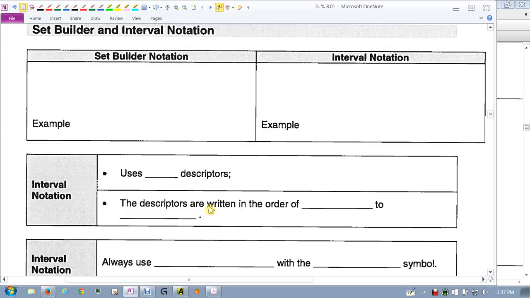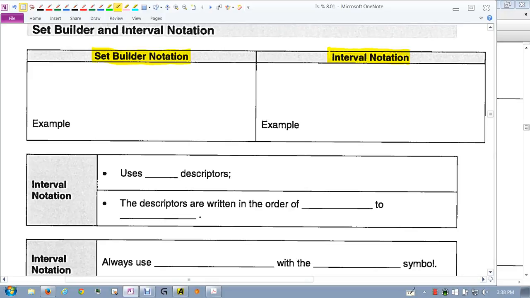What I want you to know is that there are two ways in mathematics that we represent sets when it comes to the number line. There's two types of notation we use. We use what's called set builder notation and interval notation. And if you were going to take more math classes, you should be proficient in both and understand both.